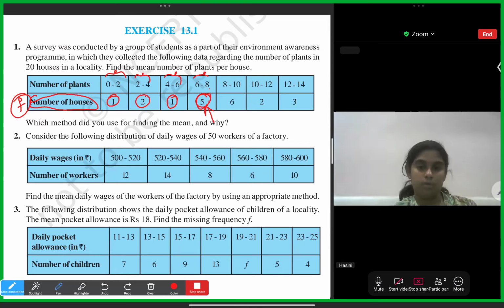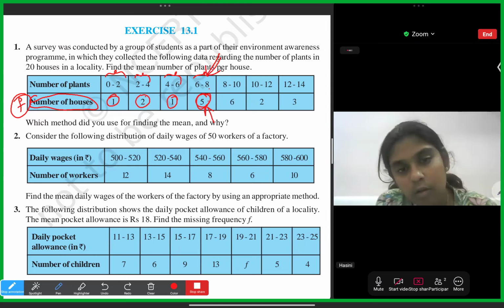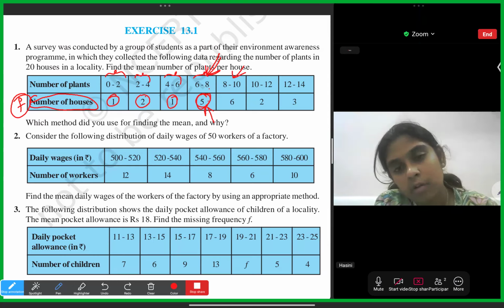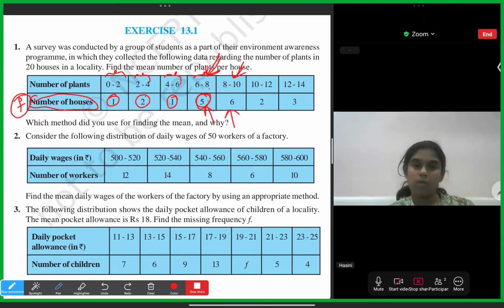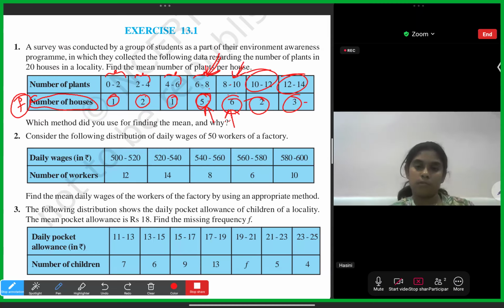6 to 8 plants are there in how many houses? 5. Like that, 8 to 10 plants they have observed in 6 houses. So 8 to 10 plants are repeating in 6 houses, which is why 6 is the frequency of that class interval. For 10 to 12 the frequency is 2, and 12 to 14 is 3. So you should understand that this is the class interval column and this is the frequency column.